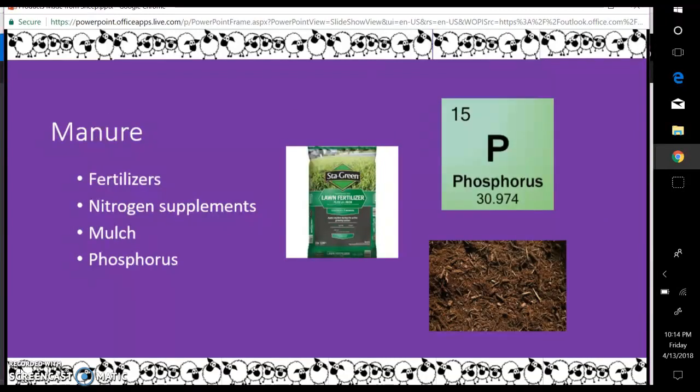And lastly, we have the manure. Most people don't really think about the manure when they're talking about products created by sheep, but they're actually incredibly beneficial. Manure is one of the best fertilizers that we use, and it's all natural. So the fertilizers that farmers put on fields or you put in your lawns could possibly have come from the manure of a sheep. The manure of sheep is also used for nitrogen supplements. It's placed in mulch, and it is also a great source of phosphorus.